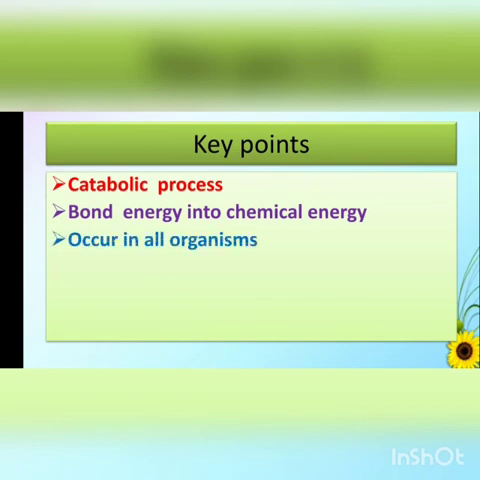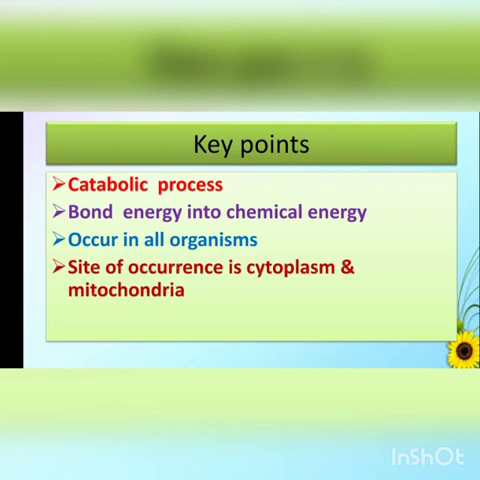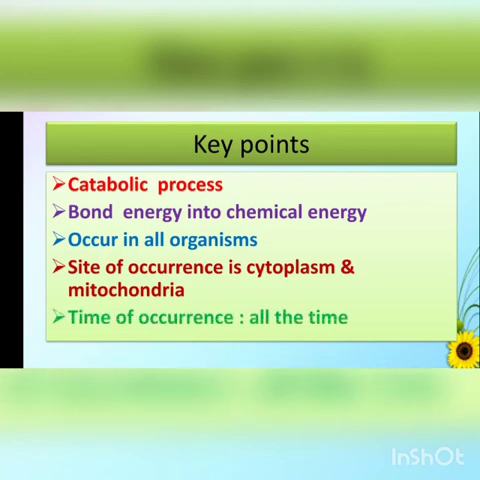It occurs in all organisms, and the site of occurrence is the cytoplasm and mitochondria. In the cytoplasm, the process of glycolysis occurs, and in the mitochondria, the Krebs cycle and electron transport chain occur. Then the last point is the time of occurrence. All the time we need energy, so the process of respiration goes on all the time. These are the main key points for respiration. This is the overall main component of bioenergetics. So this is the intro of chapter number 7.